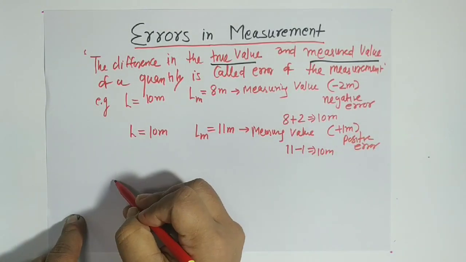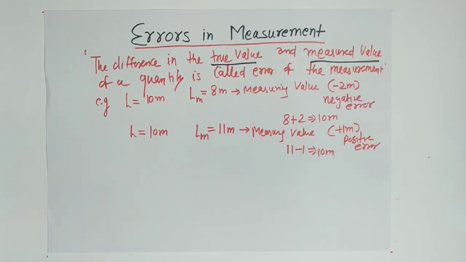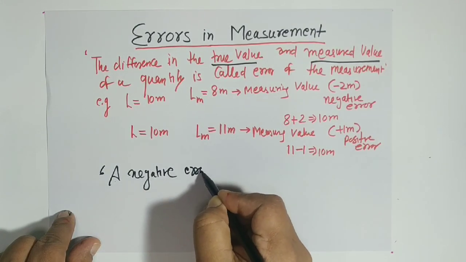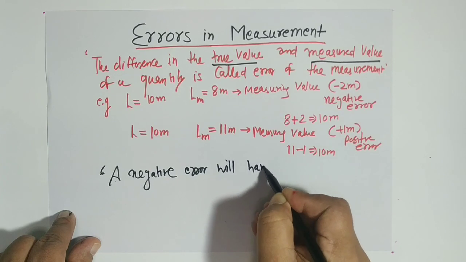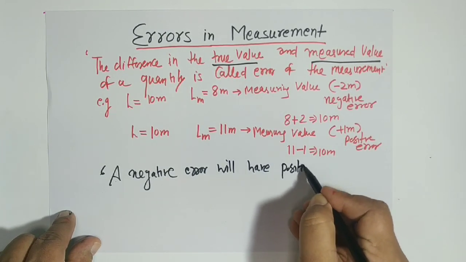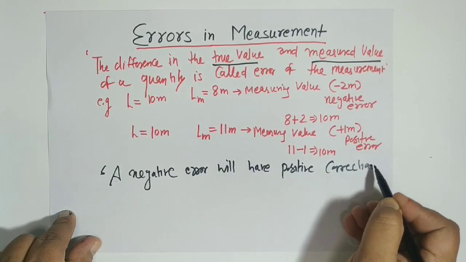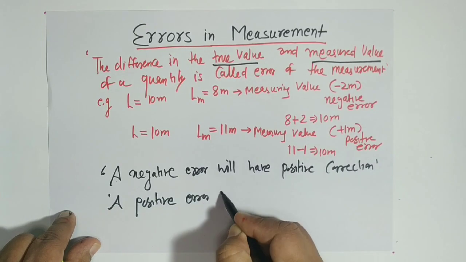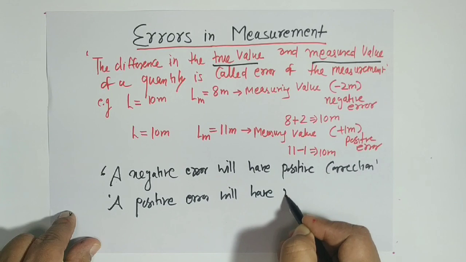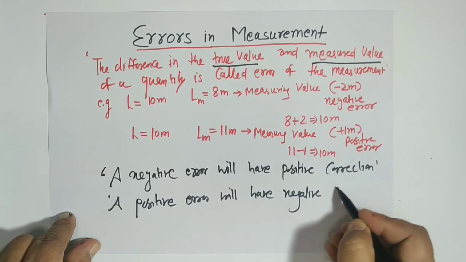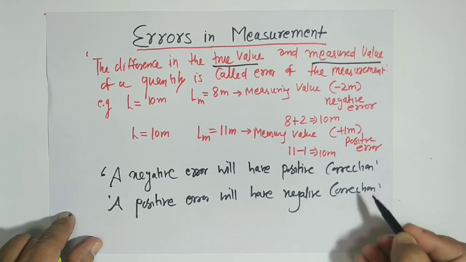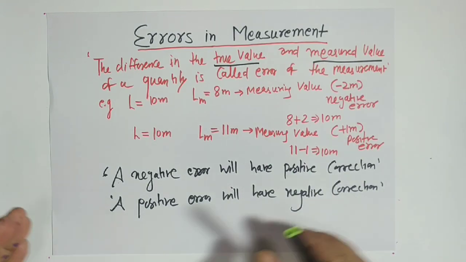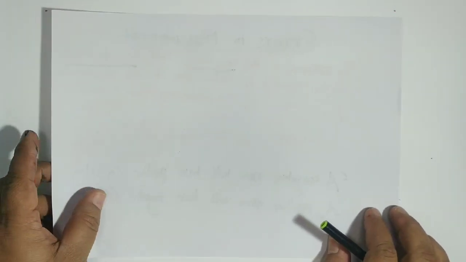So what did we get? That a negative error will have a positive correction, and a positive error will have a negative correction. So this is how we see the errors in the lab. You will get a negative error, you will get a positive error. Then for the error you just have to do the correction.